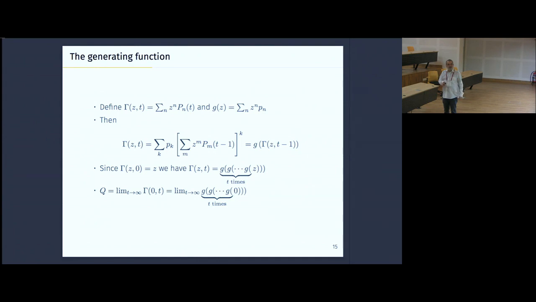And so what you have is that the generating function at time t is given by g applied t times to z. And this is a mapping. You start with z, and then you apply g, and then you apply g again, and again, and then you see what happens. And now, what is the extinction probability? The extinction probability is the probability of being 0. So you start with 0, and then you apply this t times, and you see what happens. All right?